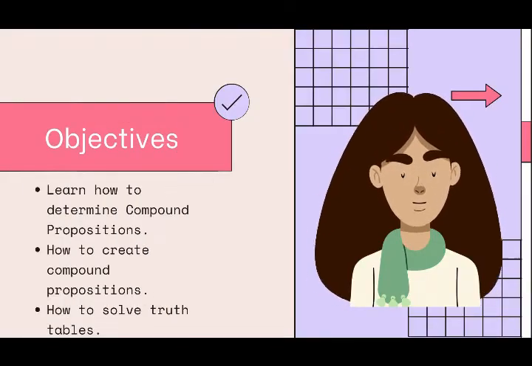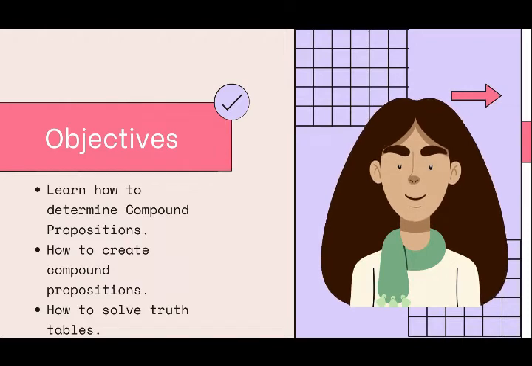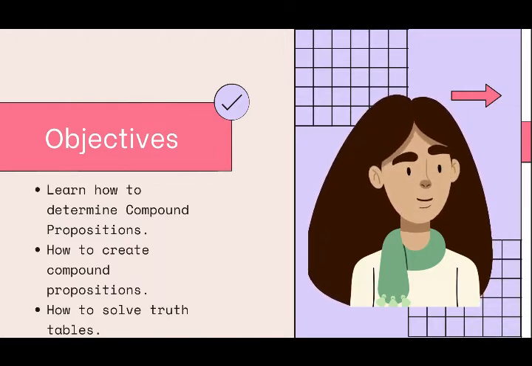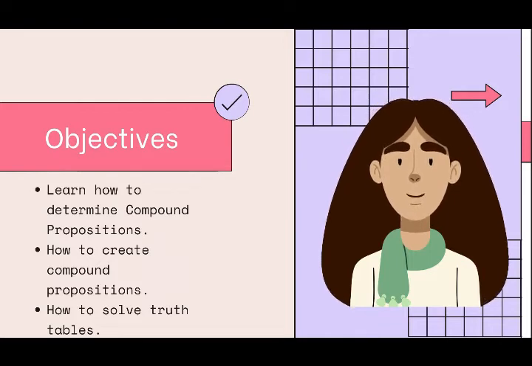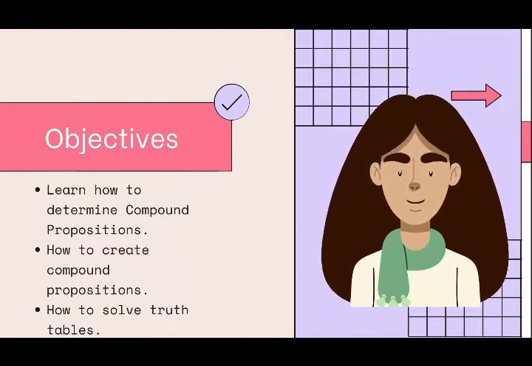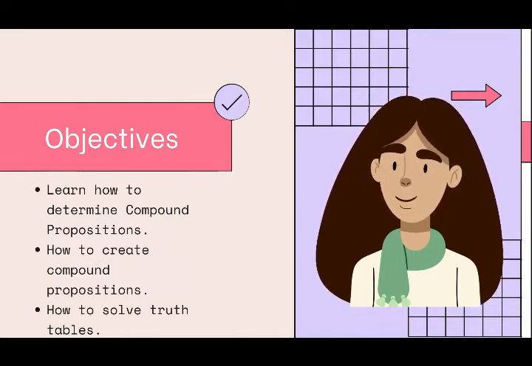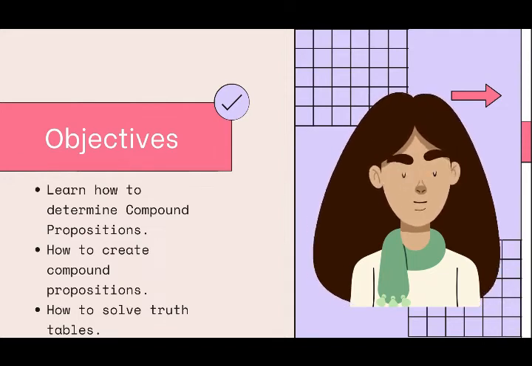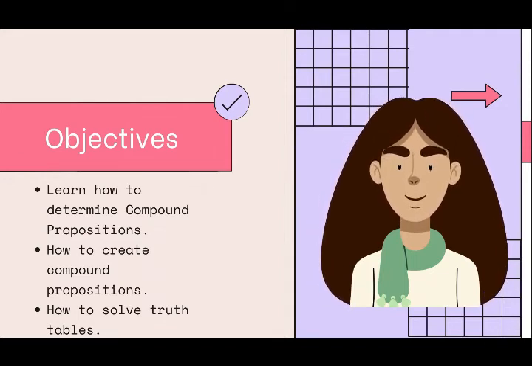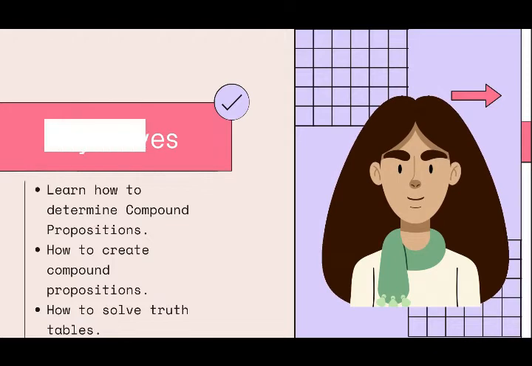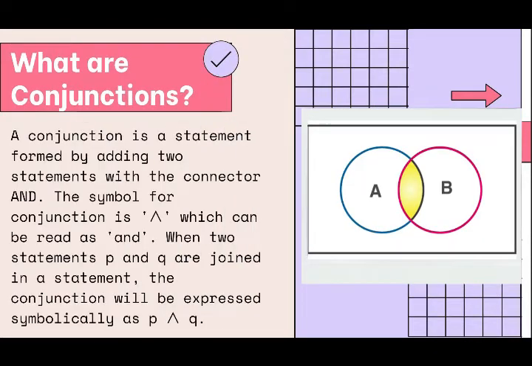Now, our objectives are to learn how to determine compound propositions, how to create a compound proposition, and how to solve truth tables. Now, it might seem scary that it's a compound proposition, words and math, how do they exist? But let's try to do it casually and slowly.